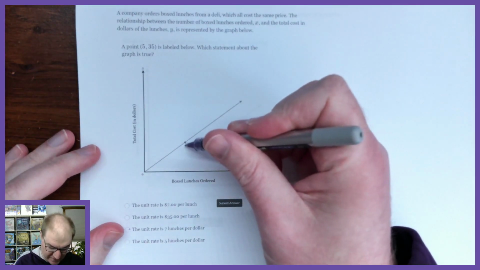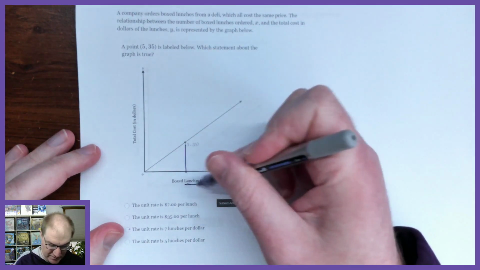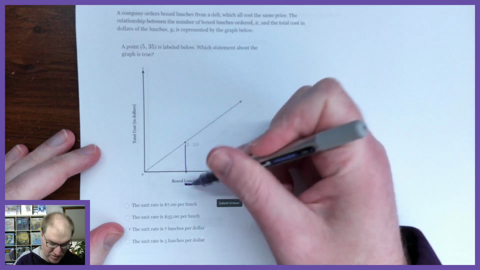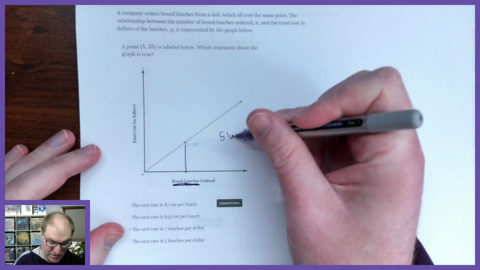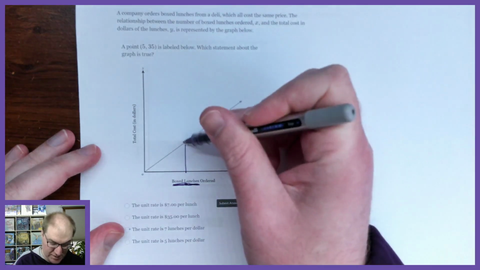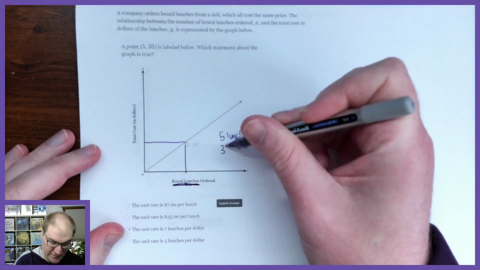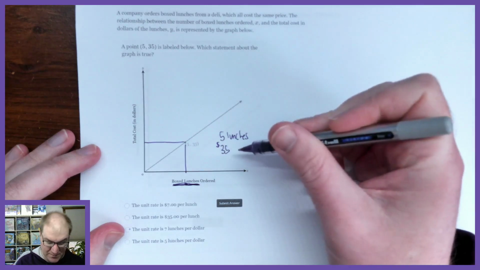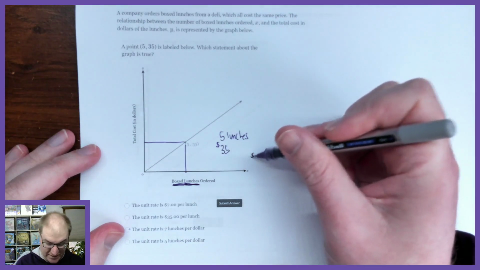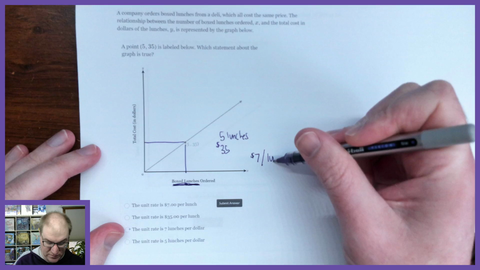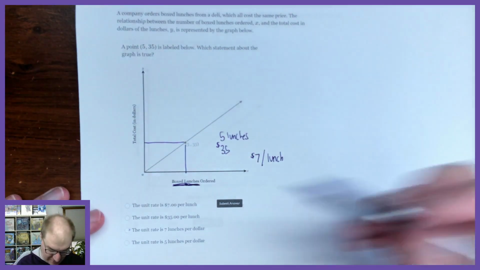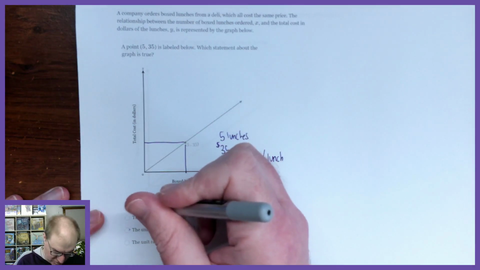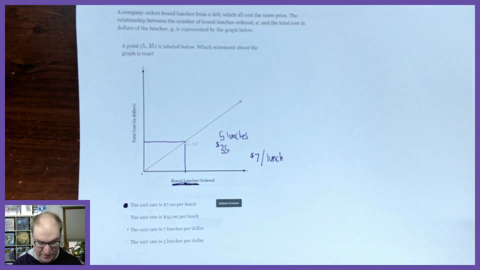So if they're buying 5 lunches, 5 is the first number, that's the X coordinate. So they're buying 5 lunches, and the cost is $35. That means that the lunches are $7 per lunch, right? If I spent $35 on 5 lunches, that's $7 a lunch. And there we go, first choice. The unit rate is $7 per lunch.